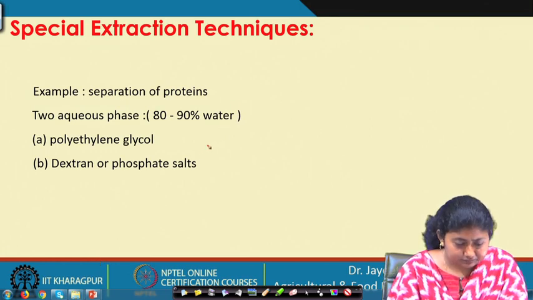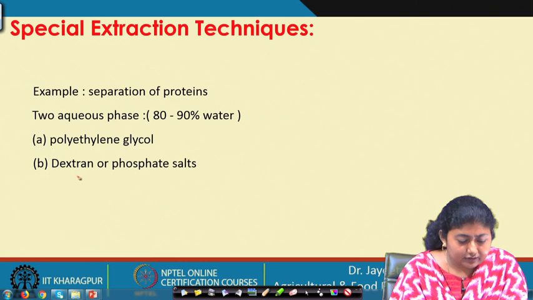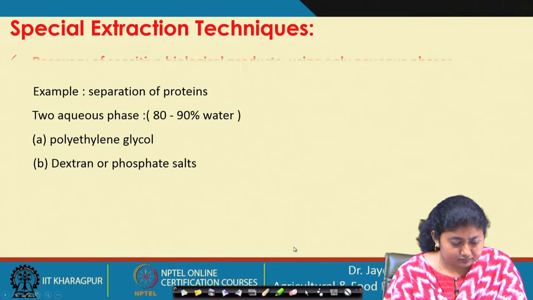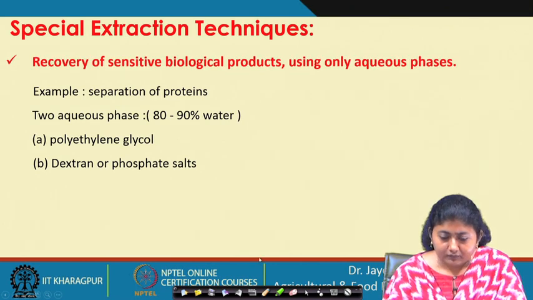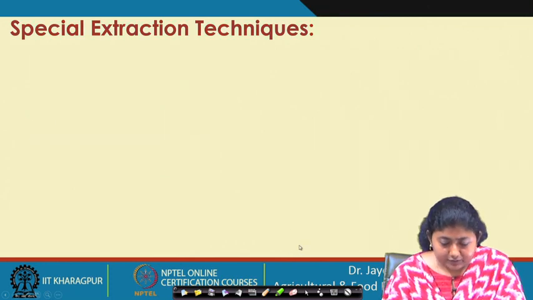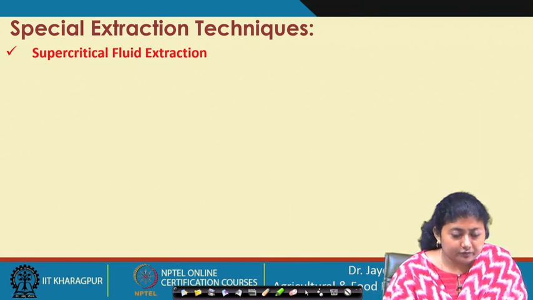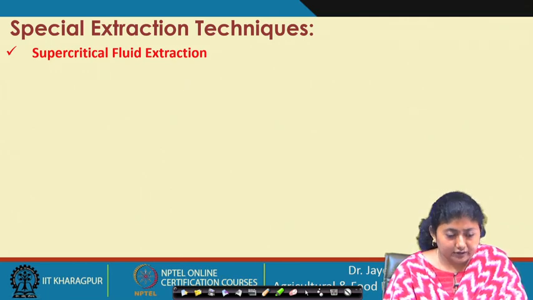For example, the separation of protein into an aqueous phase when 80 to 90% water is there, with polyethylene glycol, then dextran or phosphate salts. These are sensitive biological products, and for recovery of these we use only the aqueous phase. Okay. So, these are some special extraction methods. As I mentioned, supercritical fluid extraction is a very important technique nowadays.